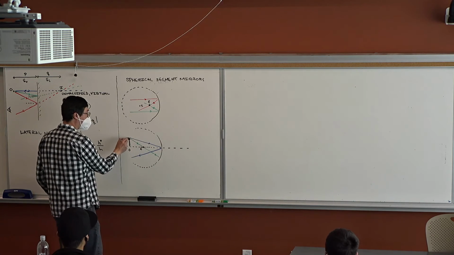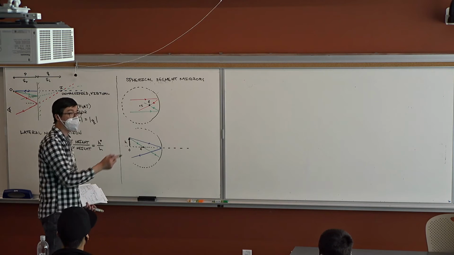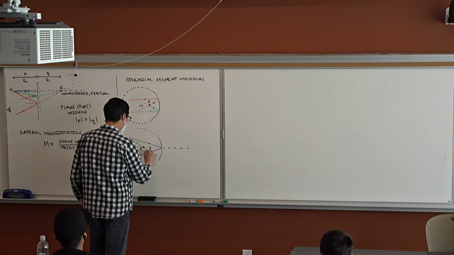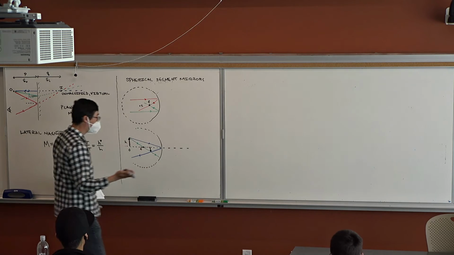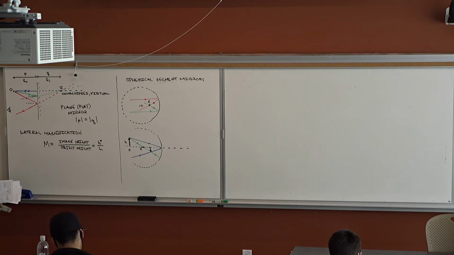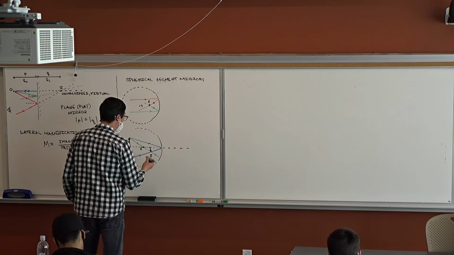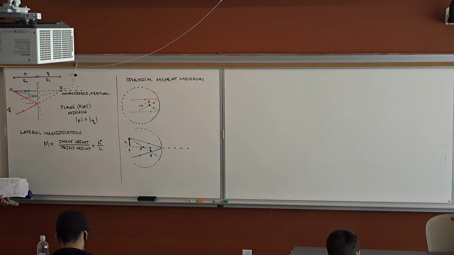So notice these rays came from a point at the tip of the arrow. And so the image of this should do that. Yeah? And so if this is the object, then this is the image. Yay?